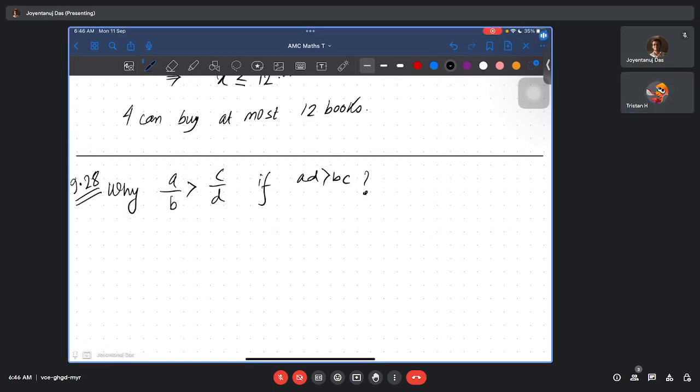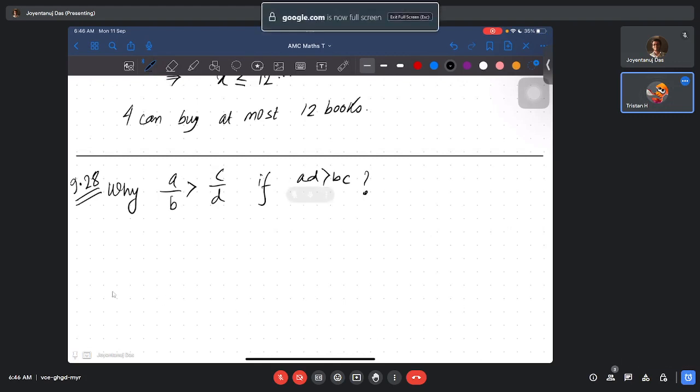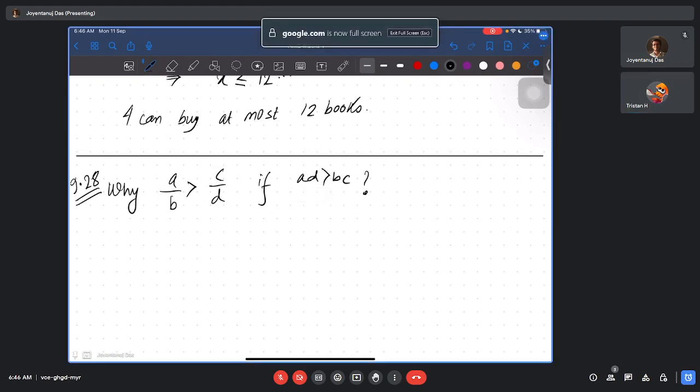Yes. So these are positive fractions, right? Yes, that's why it will work. Right. Yes, I think that is fine.